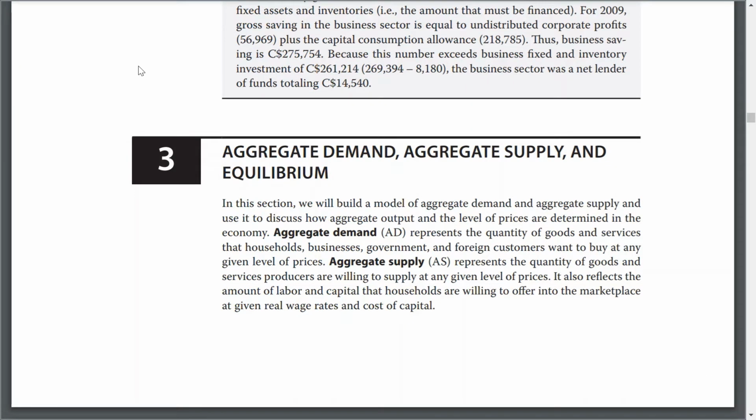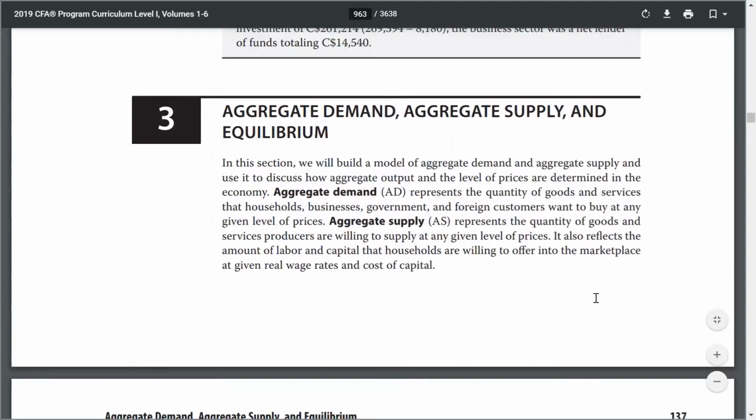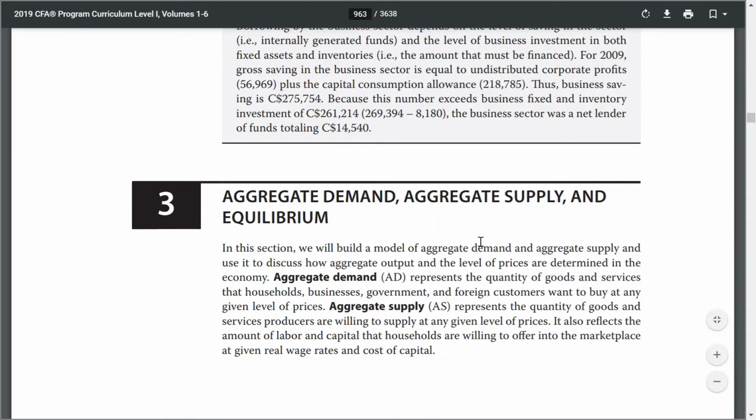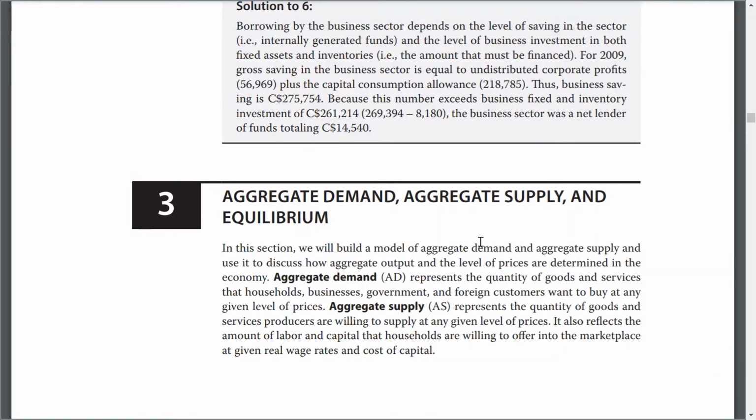Okay, CFA Level 1, continued reading on economics. Aggregate demand, aggregate supply, and equilibrium. In this section, we will build a model of aggregate demand and aggregate supply and use it to discuss how aggregate output and the level of price are determined in the economy.